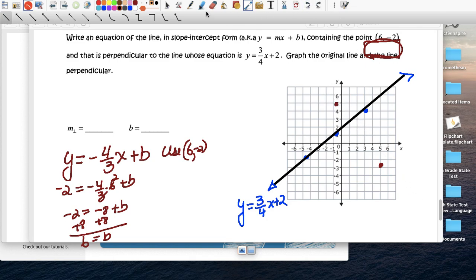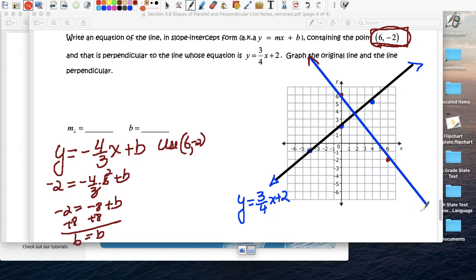Shoot, let me change colors. There we go. There's my perpendicular line. Look how pretty that is. Right, so this blue one is the perpendicular line, and let's give it a name. It's y equals, the slope is not the same, it's the negative reciprocal, so 4/3, but negative. And what's my y-intercept? Right here at plus 6. So that's the equation of the new line. Can't make this easier.